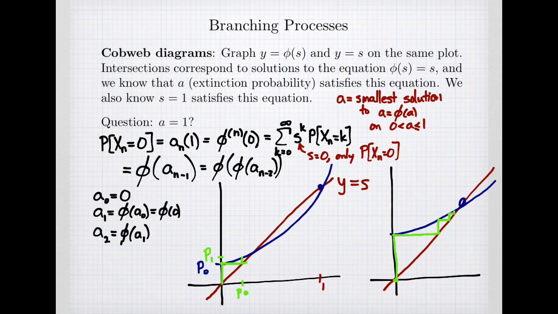Okay. And finally, the last thing that we talked about in class is that the only way to get a root less than 1 is if the slope is greater than 1. And that only happens if the mean number of offspring per individual is greater than 1.